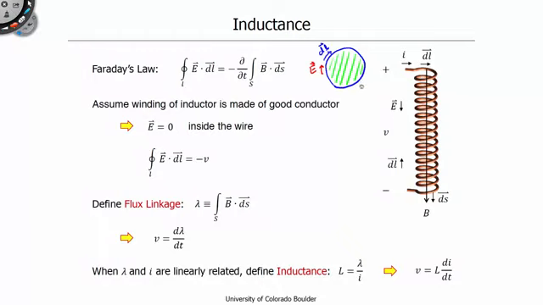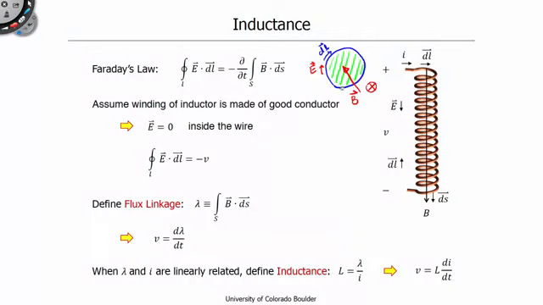let's say it's going into the screen, so it's going in that direction, which we will many times for clarity simply show as the tail of an arrow by marking a circle with an X. That means the field is going into the screen in this case. So that's our magnetic flux density direction.